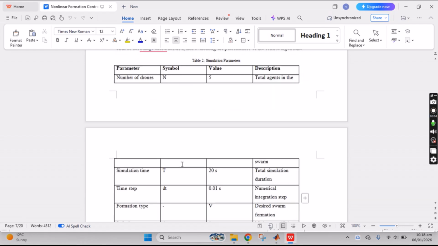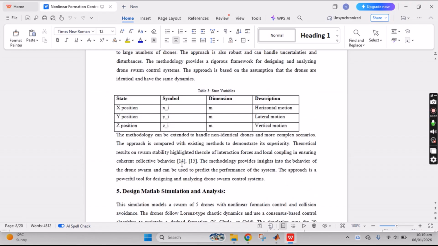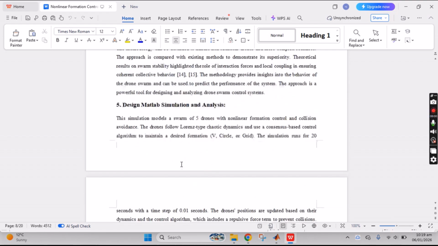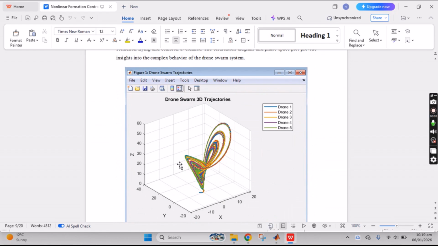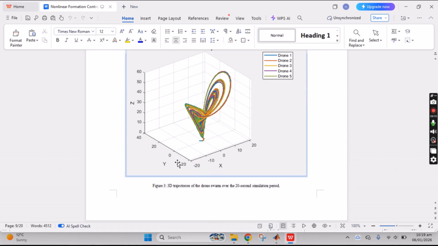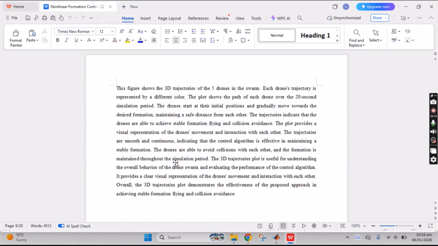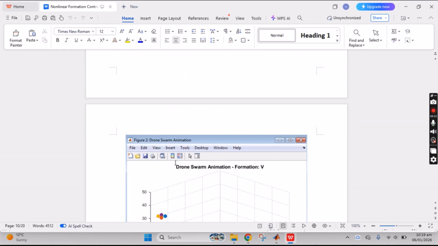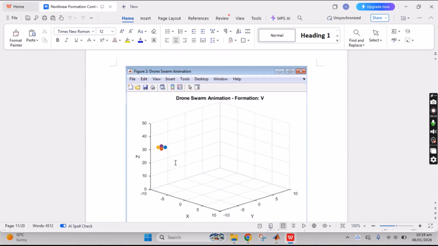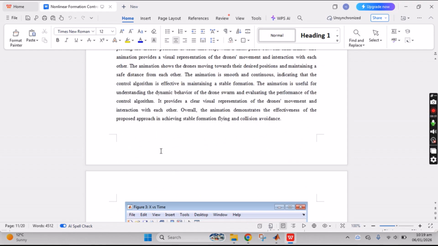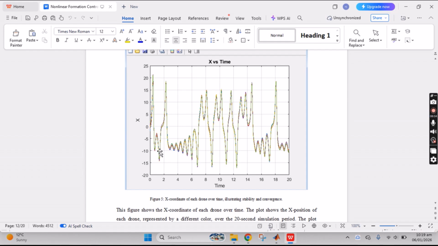We use different drones with the simulation time, step time, formation type, and the state variables are added here. In the design and MATLAB simulation, different drone swarm 3D trajectories are used in terms of tracking and capturing different data in different environments for specific time management. Okay, so this is a drone swarm animation, like how the multiple drones are traveling at the same time, and this one is the x coordinates of each drone over time.